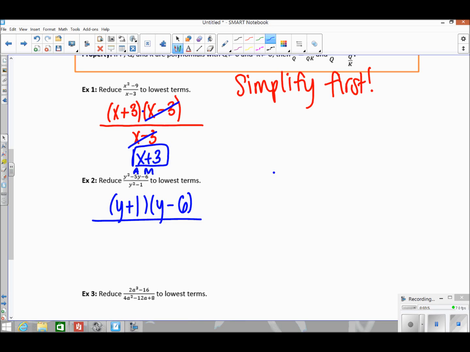And then down at the bottom, you look to see if you can factor, and you can because it's a difference of two perfect squares. So you're going to have two sets of parentheses, opposite signs, and you're going to square root each piece. So the square root of y squared is y, square root of 1, we get 1. So then, now that it's multiplication, you look for pieces that will cancel, which would be those. So we're left with y minus 6 over y minus 1.